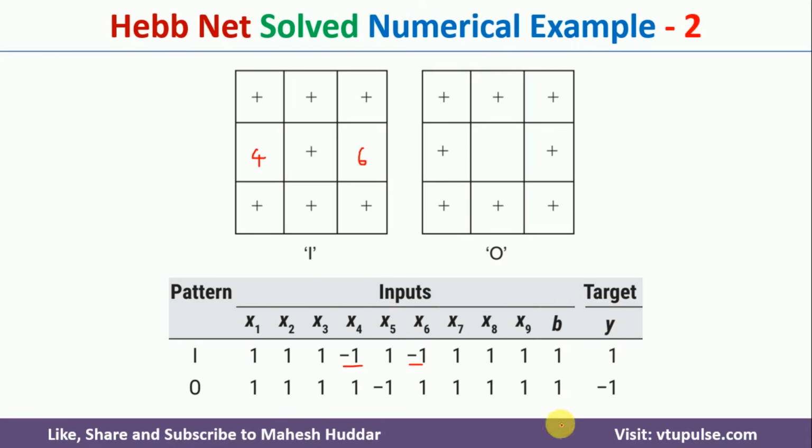I have considered I as the first pattern, and I have set its target as 1 here. Now coming back to the second pattern, this is 1, 2, 3, 4, and then 5. Except for the fifth one, the remaining are all plus. The fifth one is empty, so I put minus 1, and everything else is plus 1. The target in this case is minus 1, because for the previous one I considered 1. You can select anything, it is not a big problem, but you have to consider one pattern as 1 and another as minus 1.